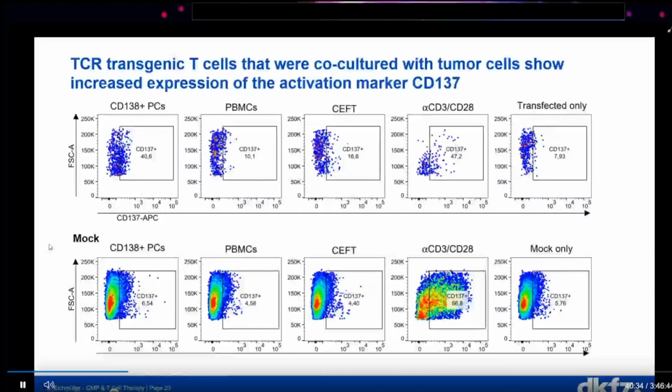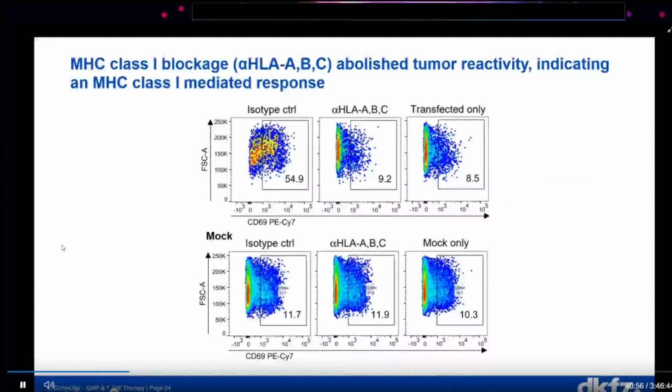We did the same also with the CD137 marker, and in the end, I won't go through all these individual slides now. We see all in all the same result, a specific secretion.